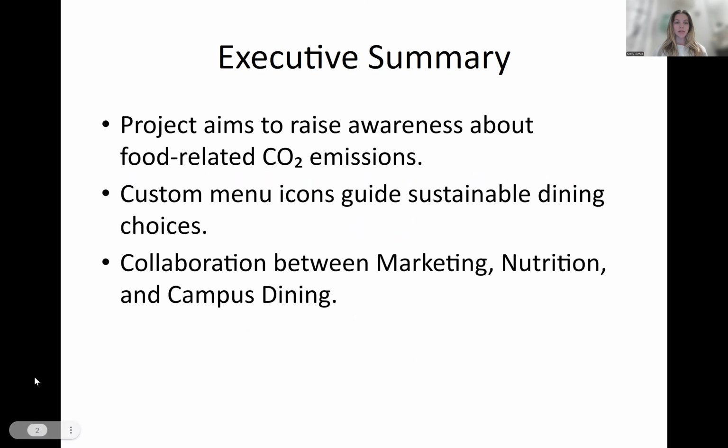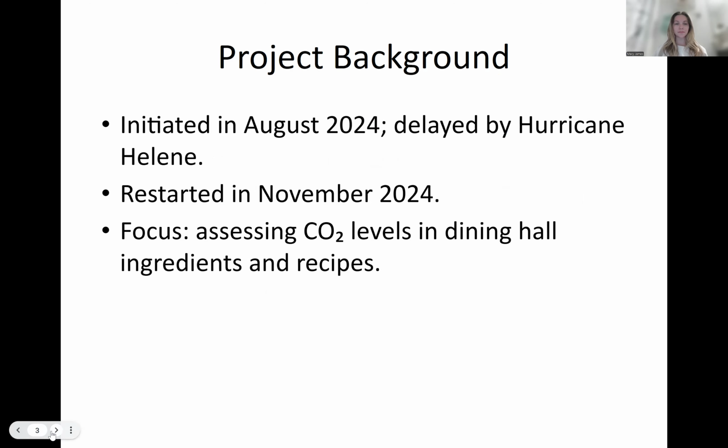Our project aims to raise awareness about food-related CO2 emissions, using custom menu icons to guide sustainable dining hall choices, and collaboration between the marketing department, nutrition, and campus dining.